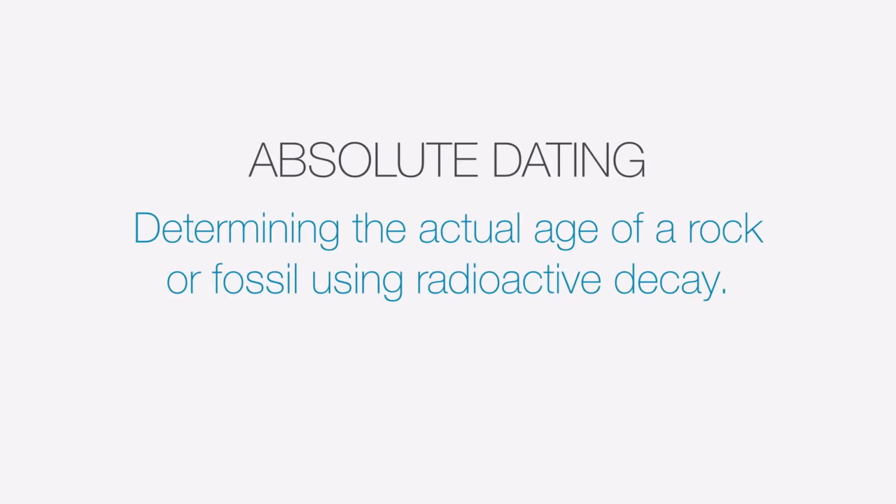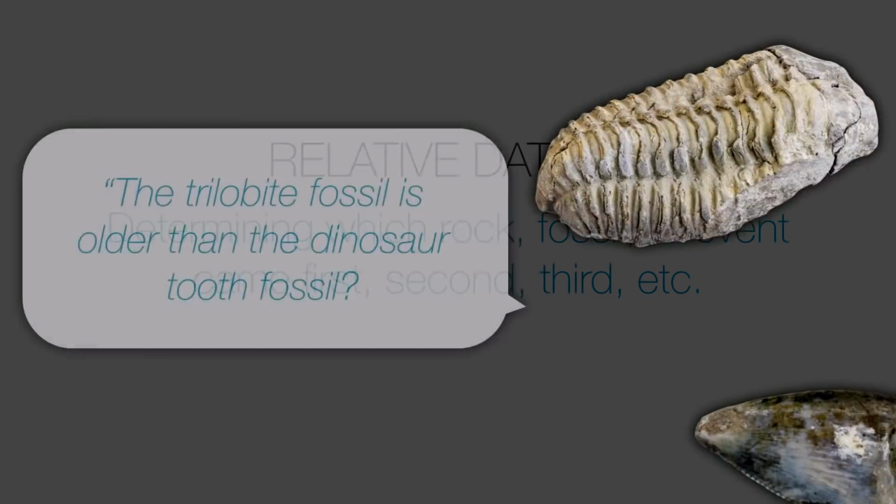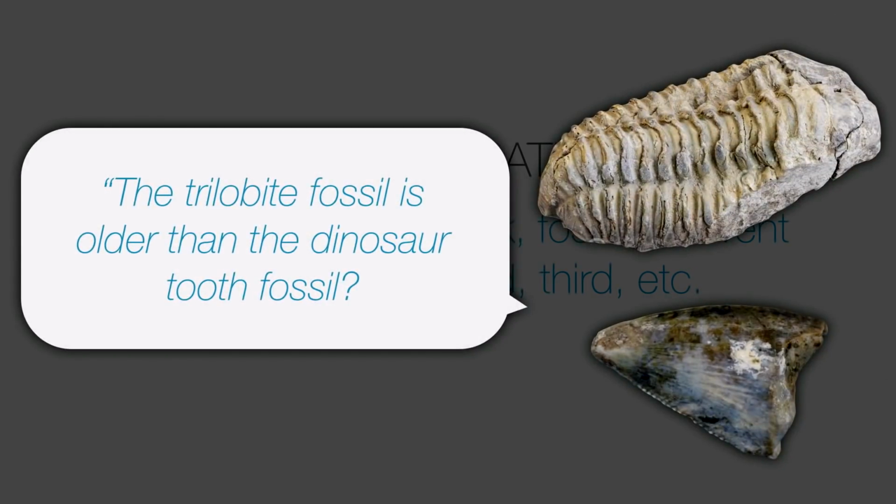Now, there's another type of dating that we use when we're looking at the history of the Earth, and that's called relative dating. This would be figuring out simply which rock or fossil or geologic event came first, which one came second, third, etc., without using any specific quantitative values. For example, if I were to say the trilobite fossil is older than the dinosaur tooth fossil, that would be an example of relative dating, because I'm not using any numbers, I'm doing a comparison.